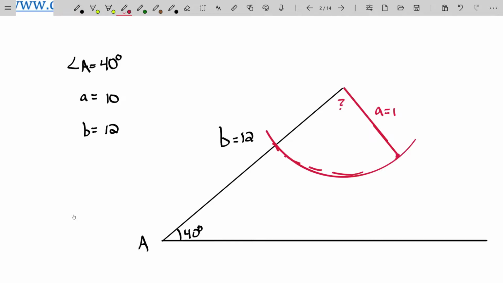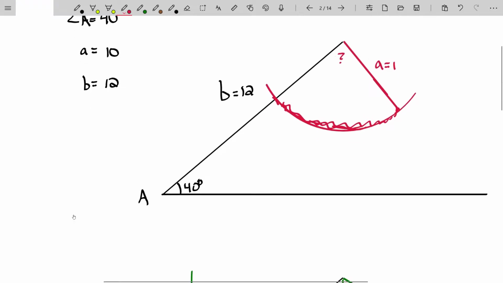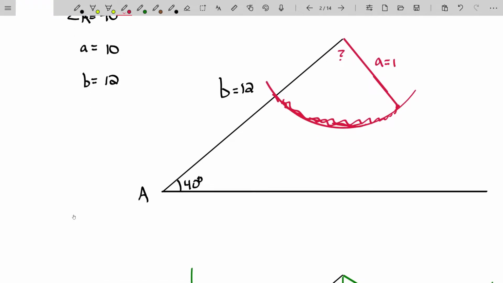So this side is just going to swing back and forth here, but it'll never touch the horizontal side, so we'll never create a triangle. So this is the case where you have no triangle.